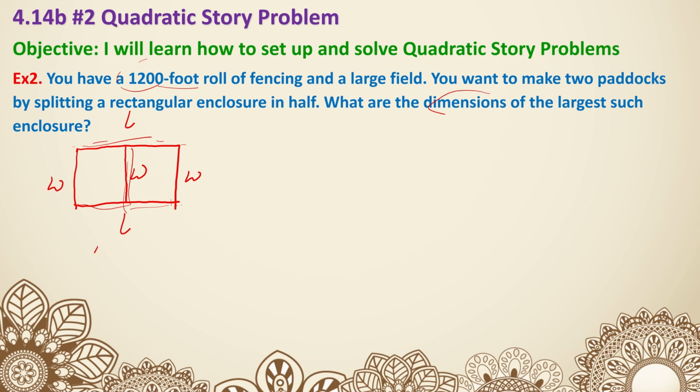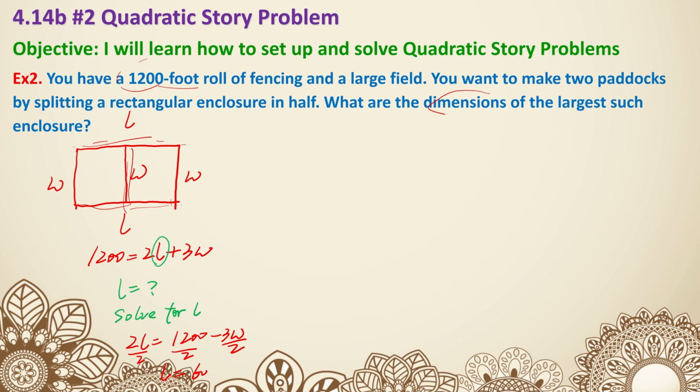So now let's set up. 1,200 is going to be, in this case, 2 of the length and 3 of the width. Let's say we still want to use width to set up our function. That means we're going to need to find out what is L, or in other words, solve for L using W. So use W to represent L. If you subtract the 3W over, 2L is 1,200 minus 3W. Then divide both sides by 2. My L is going to be 600 minus 3/2 W. There you go. Now I have represented my length.